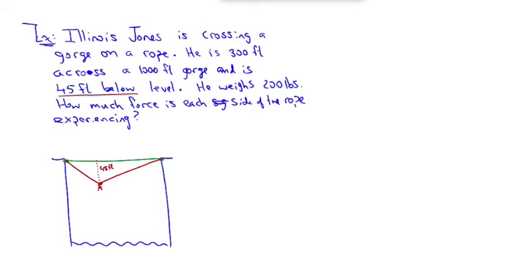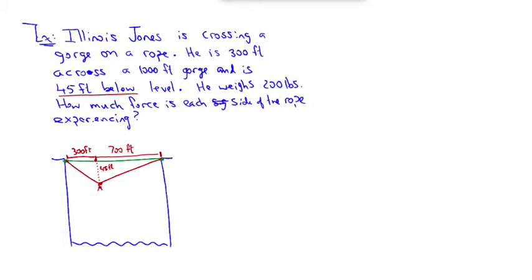Alright, so this distance from here to here is 300 feet. This distance from here to here is 700, for a grand total of the 1,000 feet gap. Okay. What do I need to find? The angles. And that's where the fun of this problem becomes.